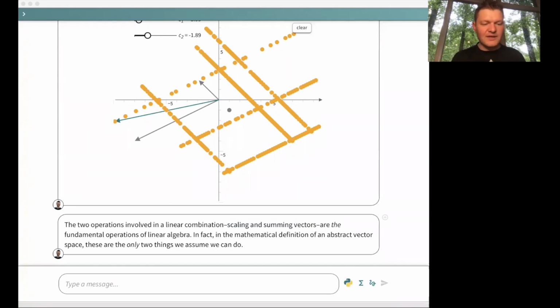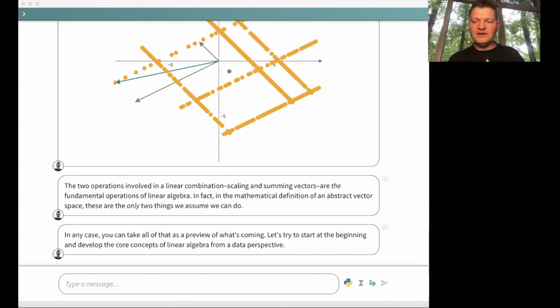We will deviate from that a little bit later when we talk about vectors being at a right angle with respect to one another. That is an important idea, and it doesn't flow from just summing and scaling. But summing and scaling really are the two most important things.